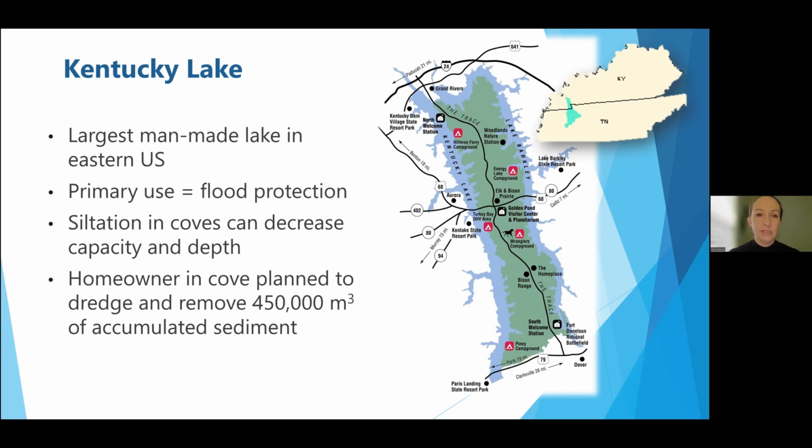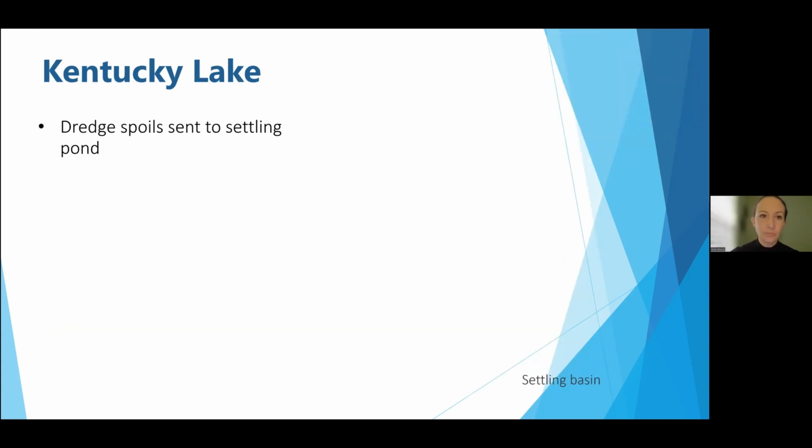So Kentucky Lake is the largest man-made lake in the eastern US. Its primary use is flood protection, but obviously lots of different uses for recreation and things of that nature. So a homeowner had a lot of siltation in the cove that they lived on that decreased the capacity and the depth, and they wanted to regain use of that cove. So they had received permission and planned to dredge about 500,000 cubic meters of that accumulated sediment.